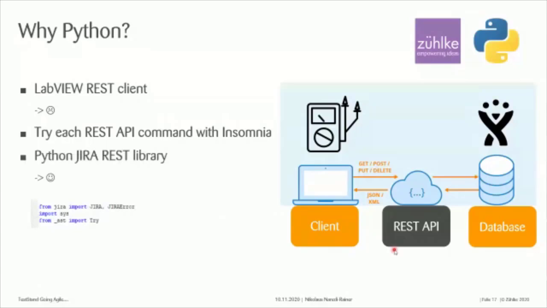So I ended up with the Python JIRA REST library, and there's also the comment in the chat that TestStand 2019 has a Python adapter, and this is true, and this is what I ended up using. Because what you need, you import the JIRA library, and the JIRA library completely abstracts the REST API and the REST commands behind it.